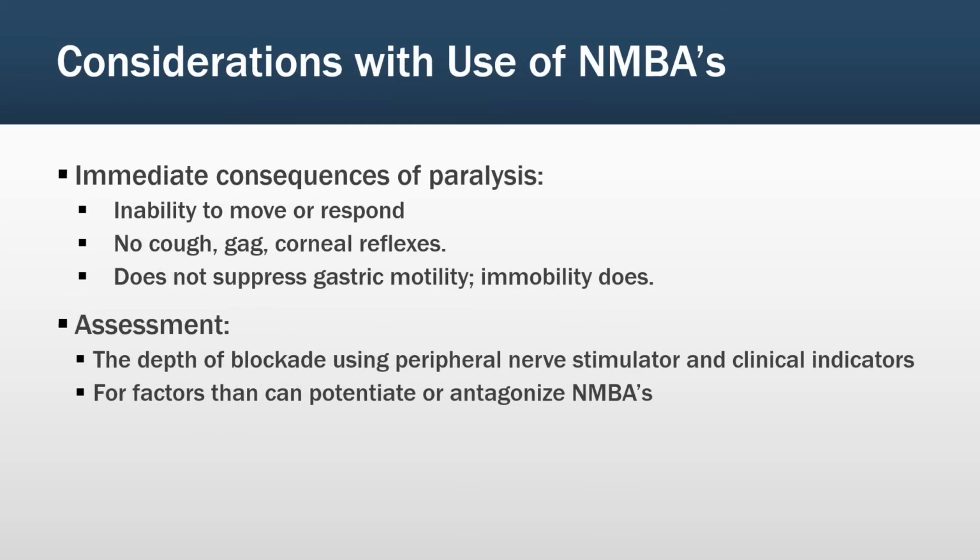It is important to consider the immediate consequences of chemical paralysis. The patients have no ability to move or respond. They have no cough, gag, or corneal reflexes. It does not suppress gastric motility, but immobility does, so this is one of the consequences you can see with constipation in these patients. It is therefore necessary to assess the patient for the depth of the blockade using a peripheral nerve stimulator and clinical indicators, and assess for factors that can potentiate or antagonize the NMBAs, which may change the dosing requirements for that patient.